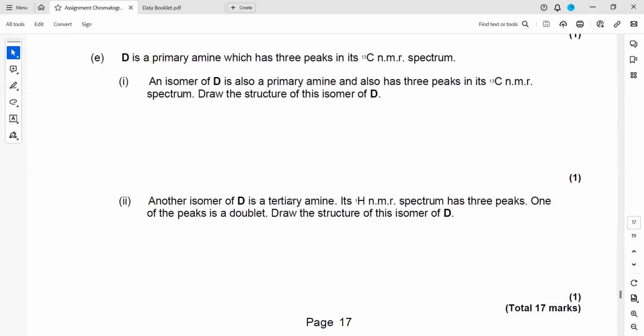Then another isomer of D is a tertiary amine. What is the meaning of tertiary amine? The amine group is attached to a carbon, and this carbon should have three carbon chains. It has three peaks in the NMR spectrum, and one of them is a doublet. So to be tertiary, the carbon chains should be attached. And how many carbons do we have?